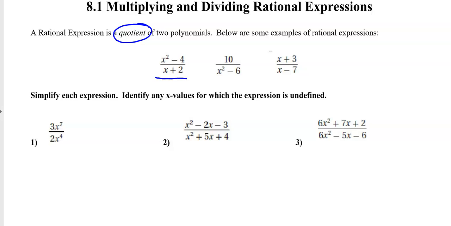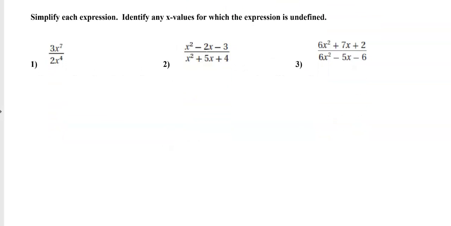So here's just a few examples of what a rational expression is. They just involve numbers and x's on top and bottom both. So the first three we need to simplify. And then the second part's kind of important here. It says identify for which the expression is undefined.